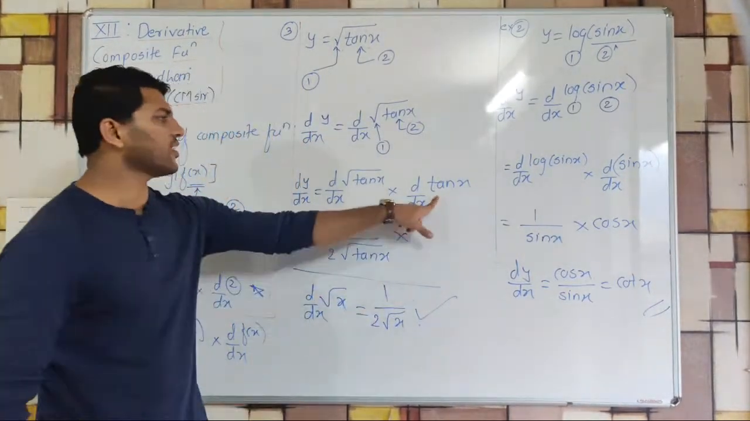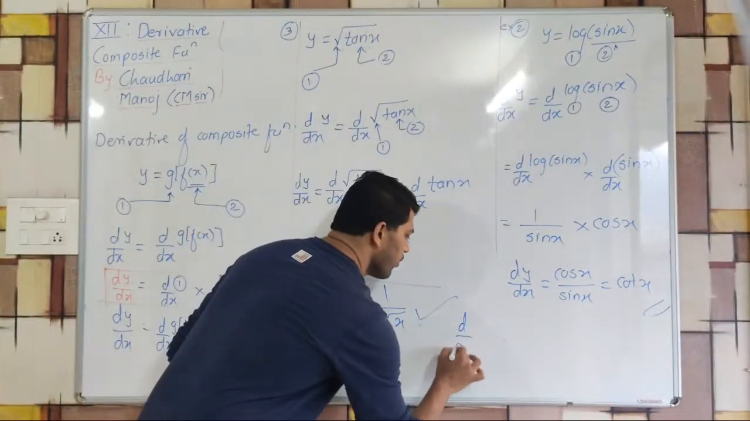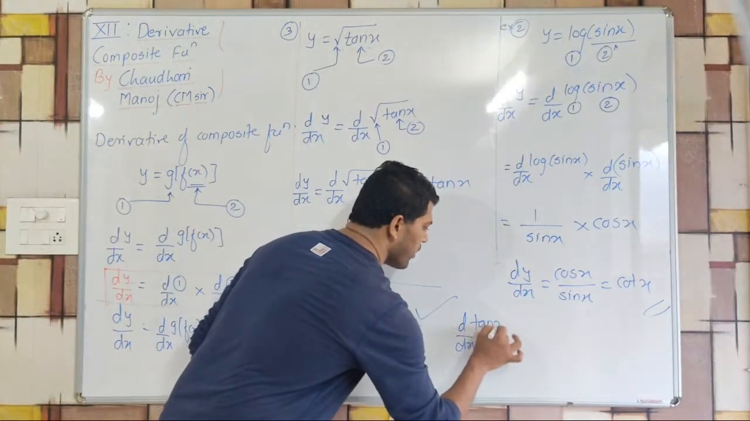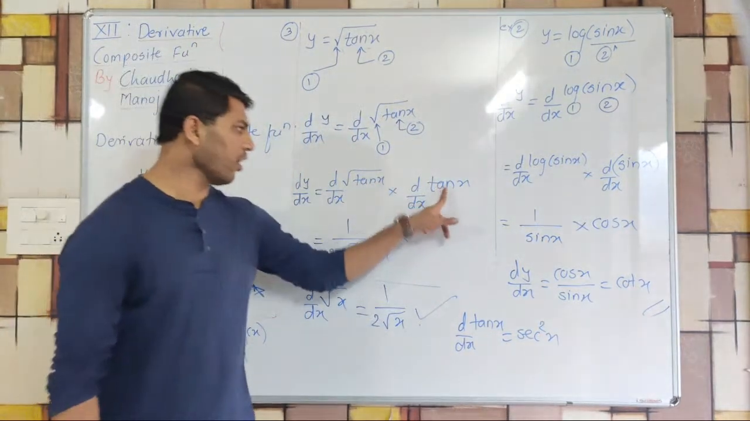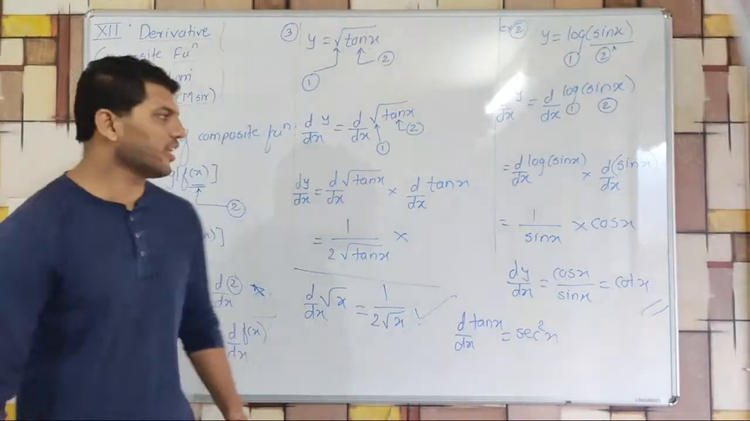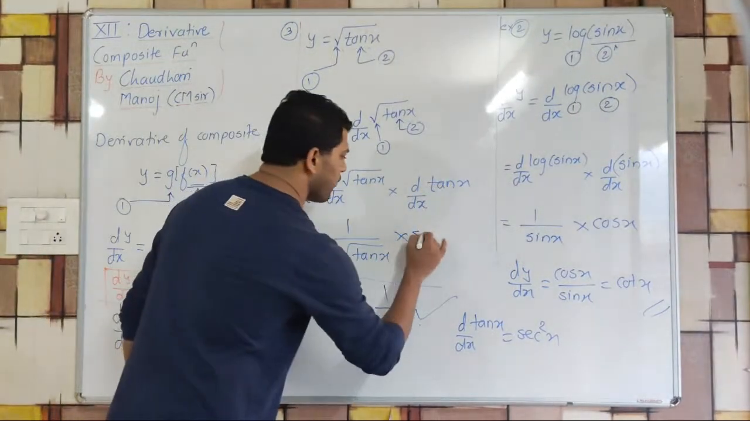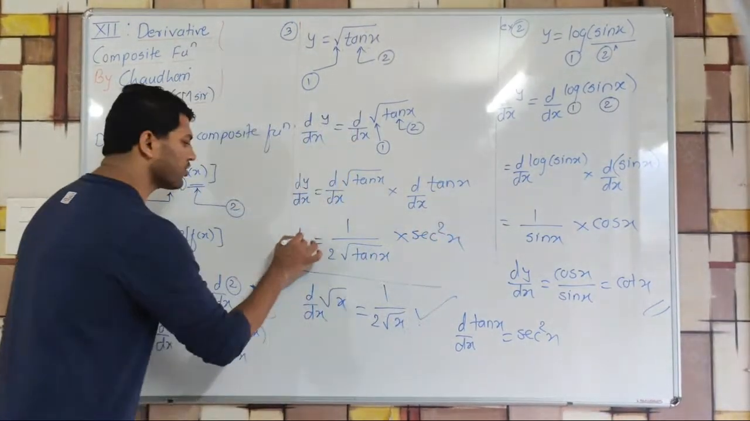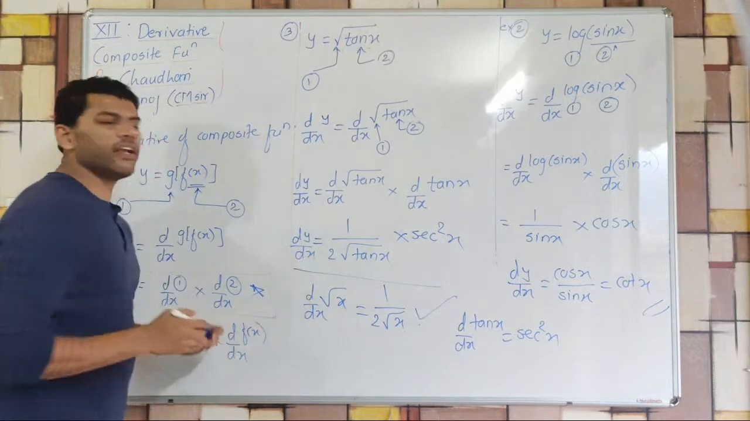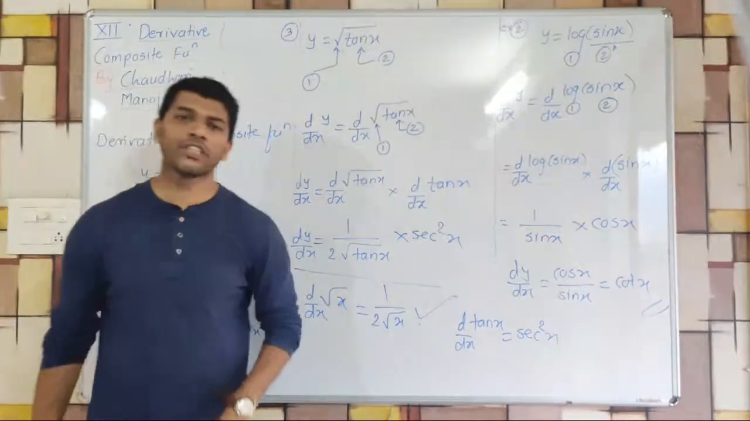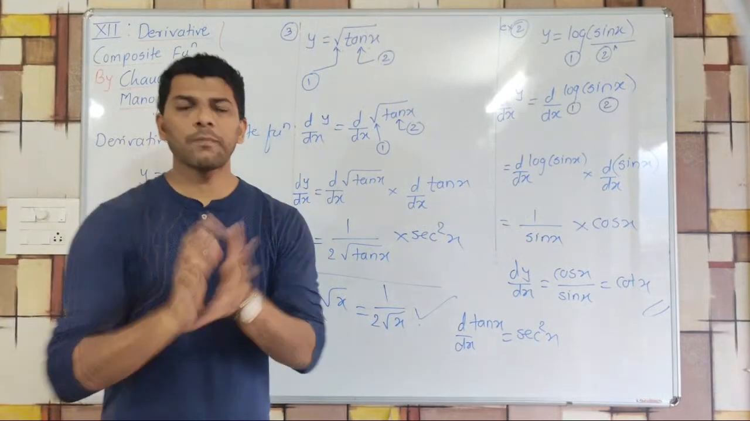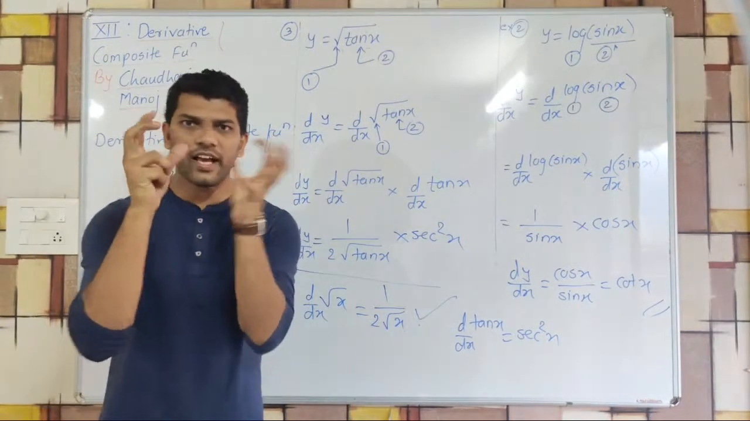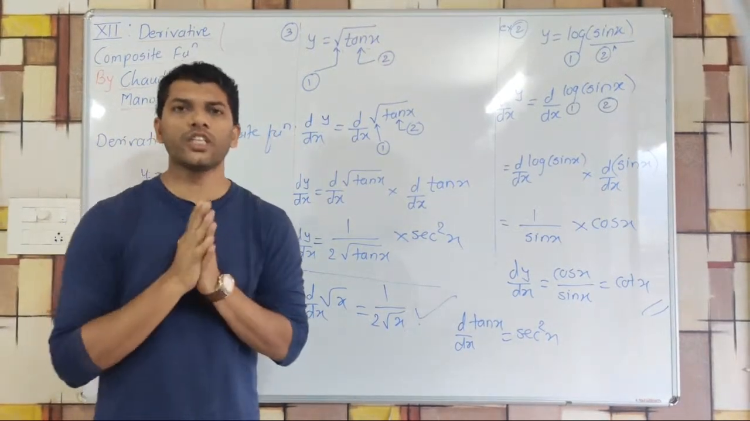And the second standard formula, if you remember, the derivative of tan x is sec square x. So that's all friends. Here we got the derivative of this composite function, under root tan x. I hope in this session you got a slight idea about how a composite function forms.